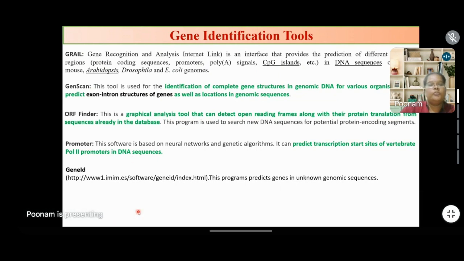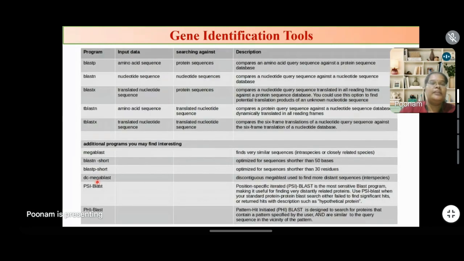Then you have GeneID, which is one of the most well-known, or I would say one of the oldest, kinds of repository or database that can help you identify a gene. The gene can be identified with the help of this GeneID. So these are some of the identification tools.